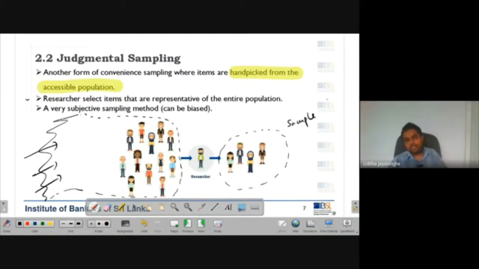Once again, okay, fine. One could say, what's the whole idea? I mean, both are convenience sampling. True, of course, but these are minor differences that you should keep in mind: accessibility, and selecting from the accessible population based on your judgment.